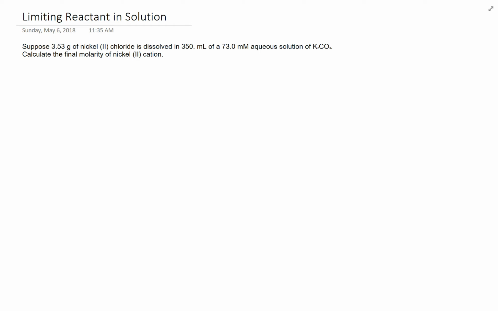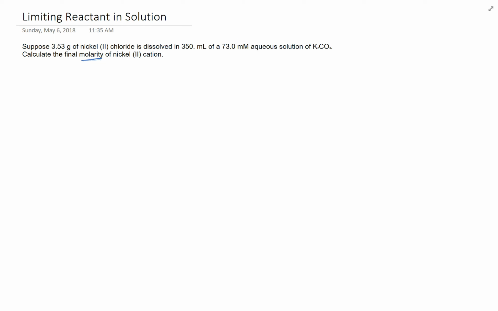So when we're looking at this one, it says I have 3.53 grams of nickel(II) chloride. I've dissolved it in 350 milliliters of a 73.0 millimolar aqueous solution of K2CO3. I know that's really small to read, but hopefully you can see that. And then it says calculate the final molarity of nickel(II) cation. Now, the key here is I'm just looking for molarity ultimately, the capital M, not the little m.